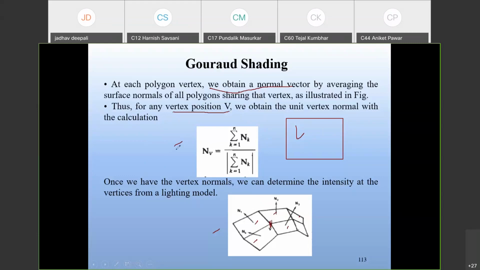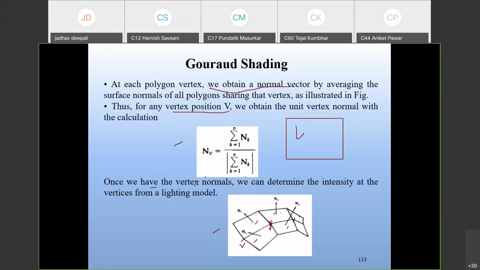That is the simple way to find the vertex normal if a vertex is common to multiple polygons. Similarly, if we want to find this vertex, then again we need to consider this polygon, this polygon, this polygon, and this polygon, and the average of all of them is the vertex normal of this vertex. For this other vertex V, only this polygon and this polygon participate, so here we need to consider the average of these two.